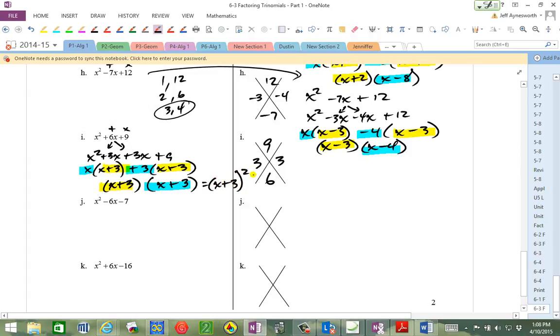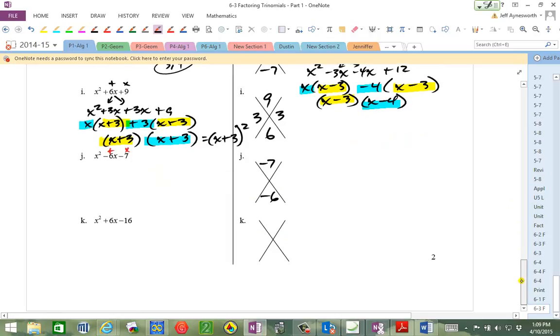Okay, almost done. What two numbers multiply to negative 7 and add to negative 6? Pause the video and give it a shot. All right, so let's rewrite the polynomial here, and let's split the middle term. So we have x squared. Oh, wait a minute. Back up, Jeff.